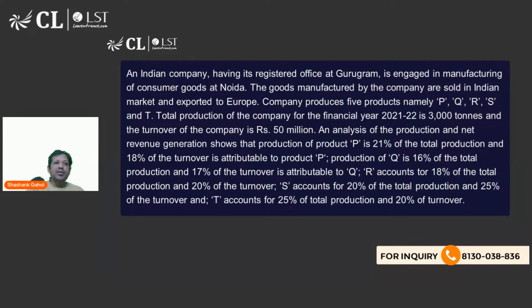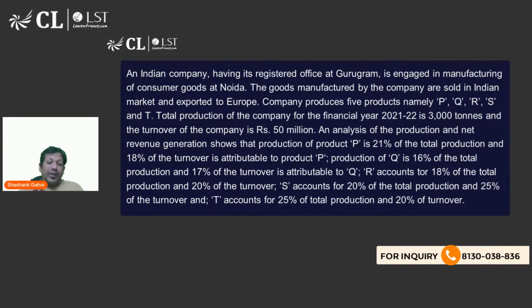So basically, what does this question say? It says an Indian company having registered office at Gurugram is engaged in manufacturing of consumer goods at Noida. The goods manufactured by the company are sold in Indian market and exported to Europe. Then the company produces five products, namely P, Q, R, S, and T.